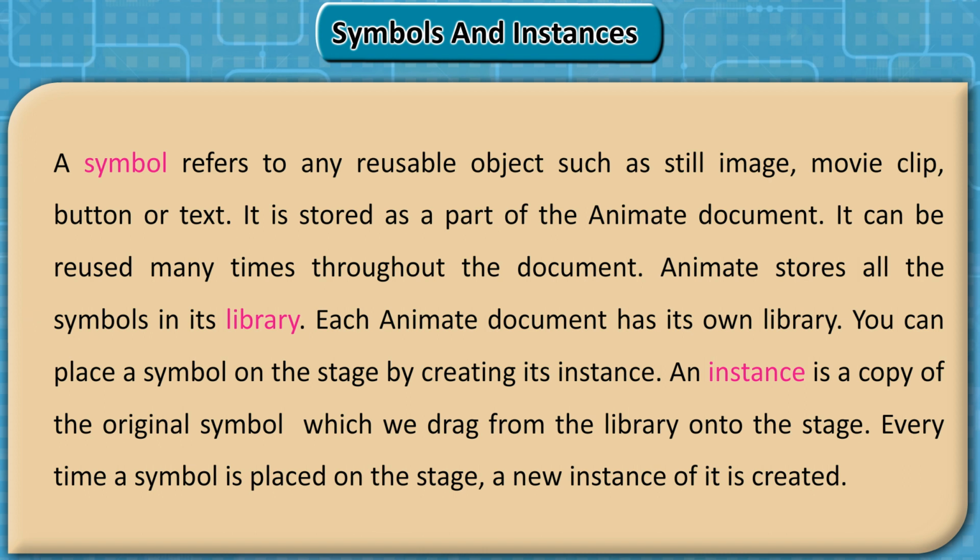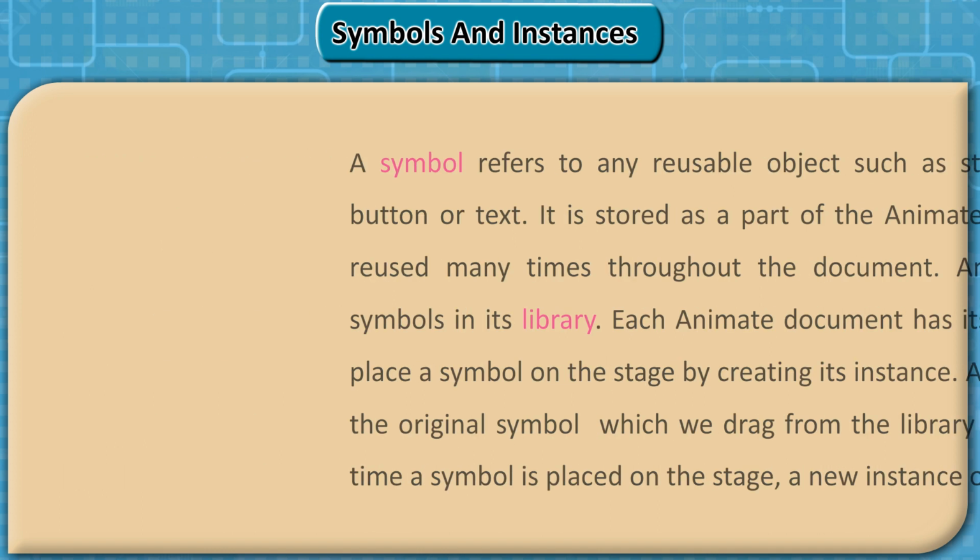You can place a symbol on the stage by creating its instance. An instance is a copy of the original symbol which we drag from the library onto the stage. Every time a symbol is placed on the stage, a new instance of it is created.